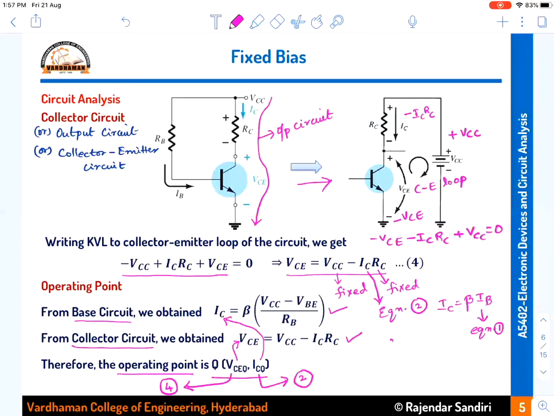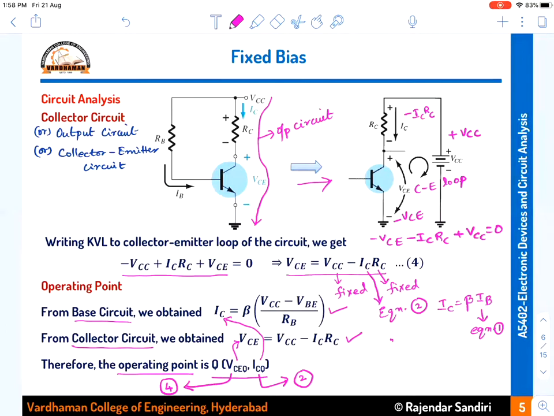I hope you understood the fixed bias, how we are calculating the operating point. Do you have any doubts? If you have any doubts, you can ask, or you can make a note of them and ask later, or if you want, you can ask now also. Otherwise, I'll proceed with the next slide. What do you say? Shall I proceed with the next slide? Am I audible?